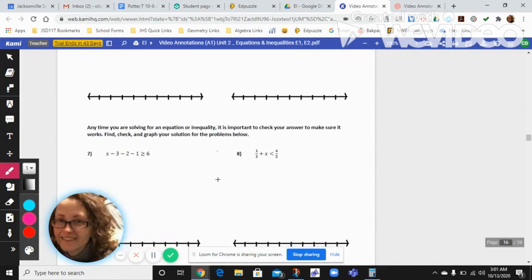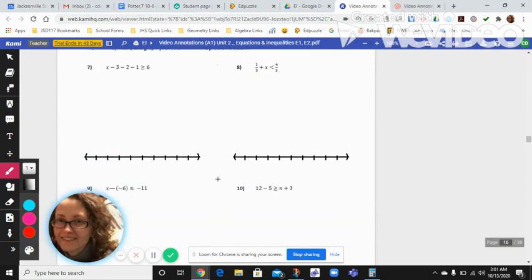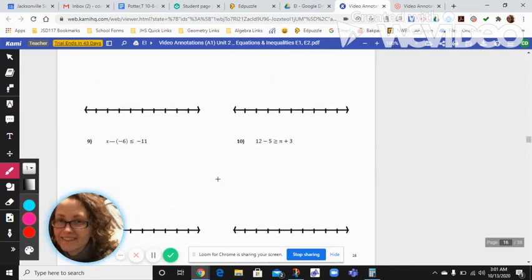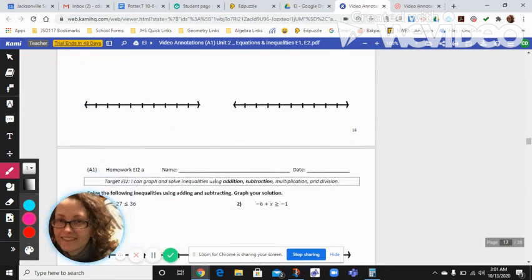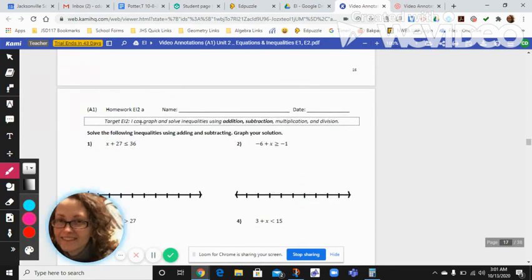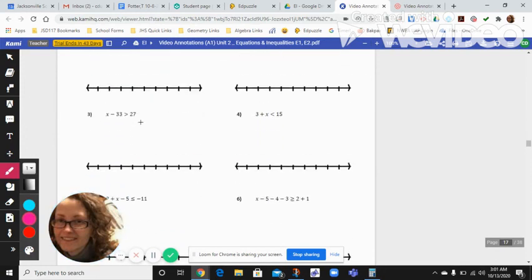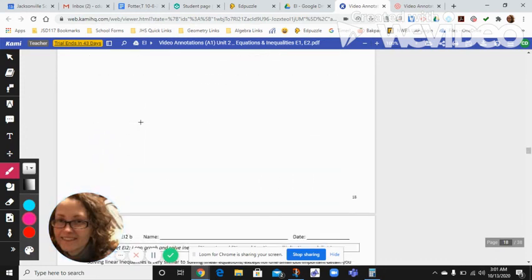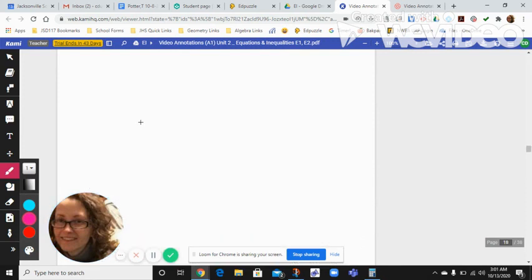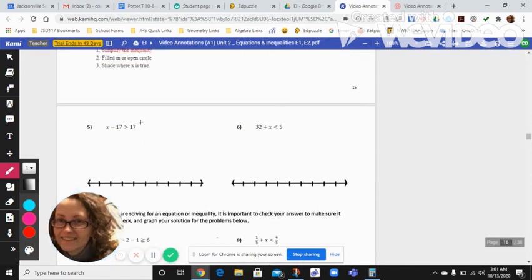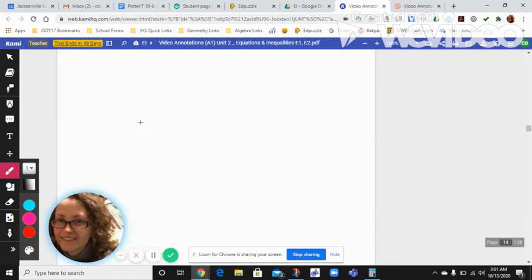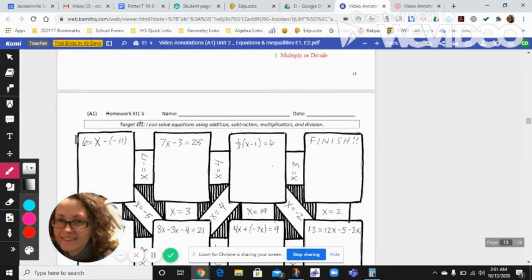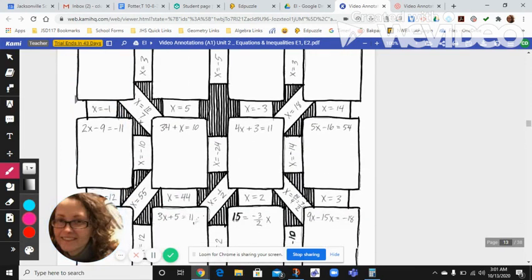So I want you to go ahead and try these ones as well. And we will discuss those during our Google Meet, and you guys can work on the homework EI2a on page 17. After that, and also let's go ahead and work on page 13 as well.